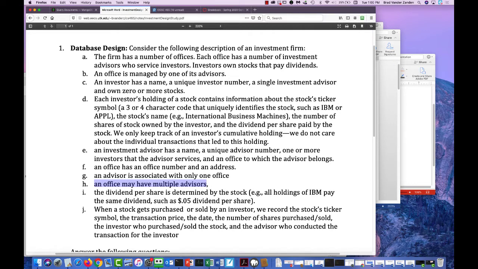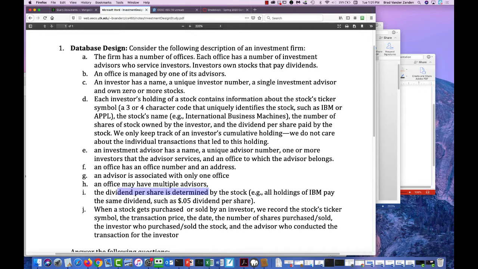Okay, the dividend per share is determined by the stock. So it seems like dividend per share might be a descriptive attribute that goes with stock. So we're still a little up in the air. Investors own stocks that pay dividends. The dividend per share is determined by the stock. Looks like an attribute. We're maybe not exactly sure how to handle it yet.